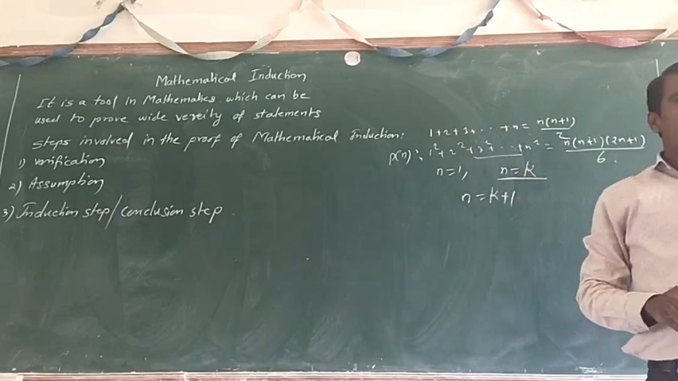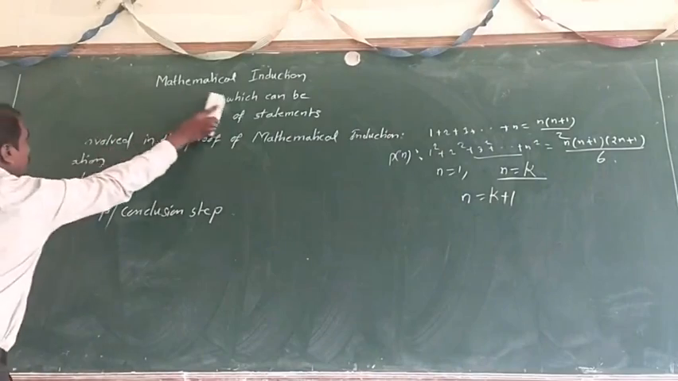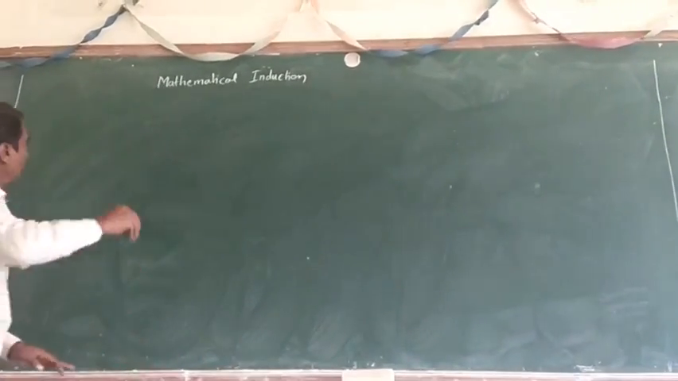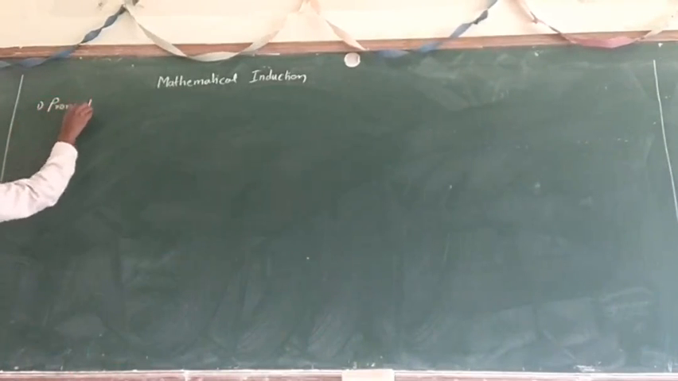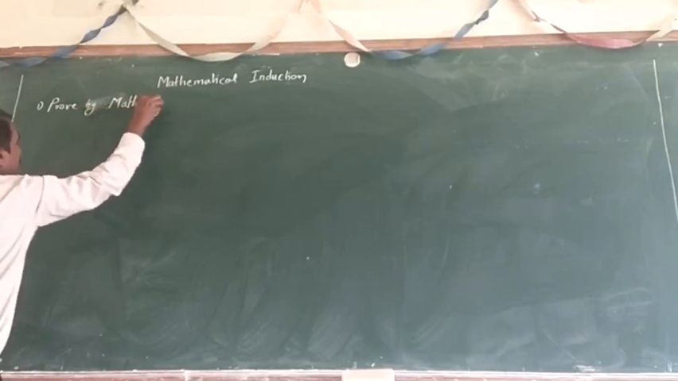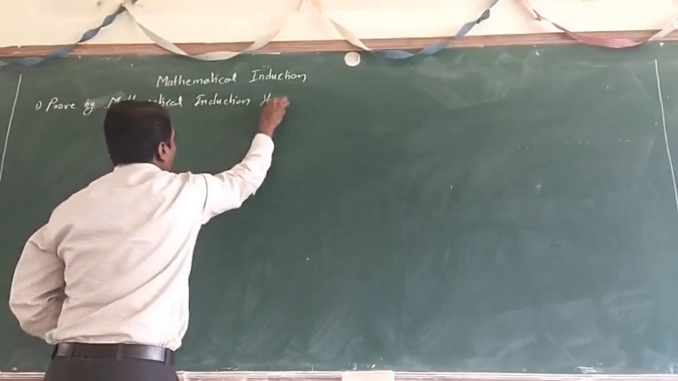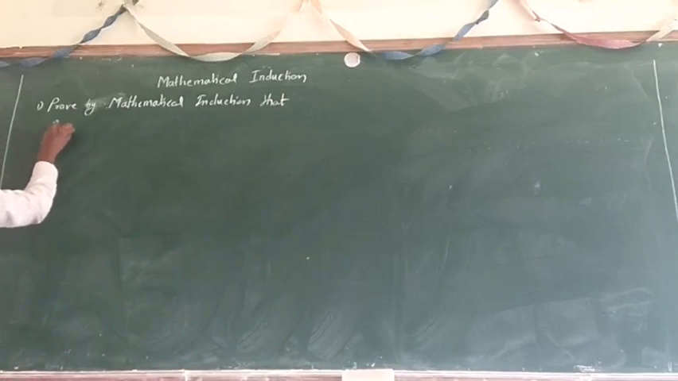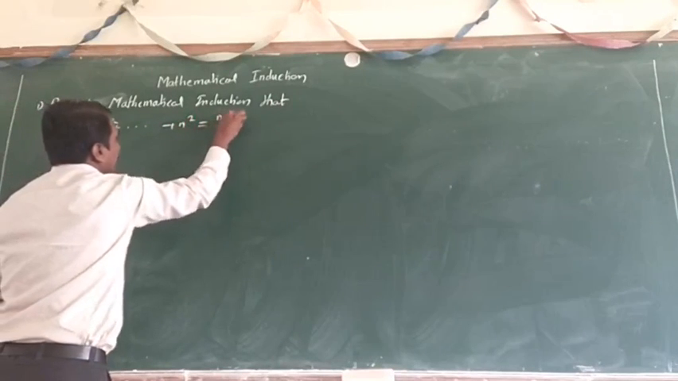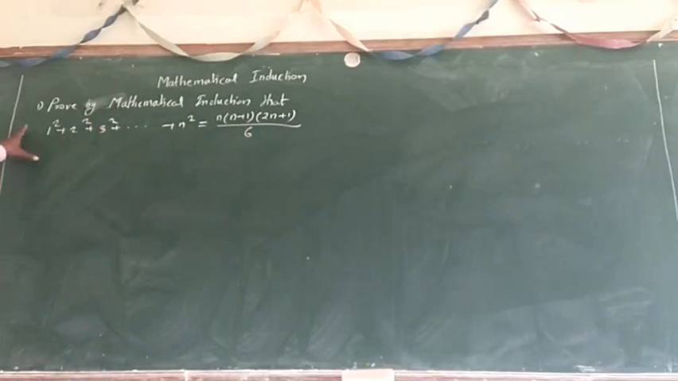So here we go to an example. That is the same example we solve here. Prove by mathematical induction that 1 square plus 2 square plus 3 square plus so on plus n square equals n into (n plus 1) into (2n plus 1) by 6. We prove this by mathematical induction.